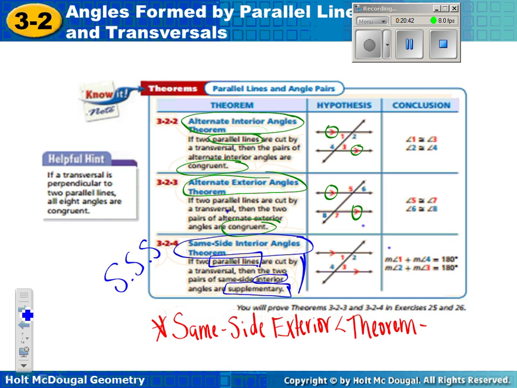So these angles are always going to be supplementary as long as the lines are parallel. So this requires the lines to be parallel.